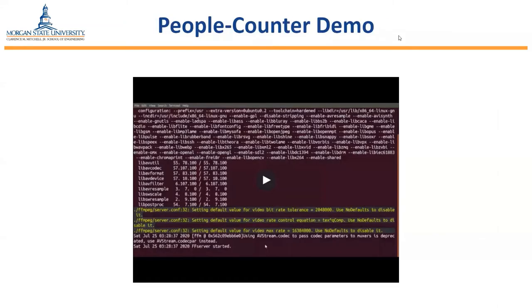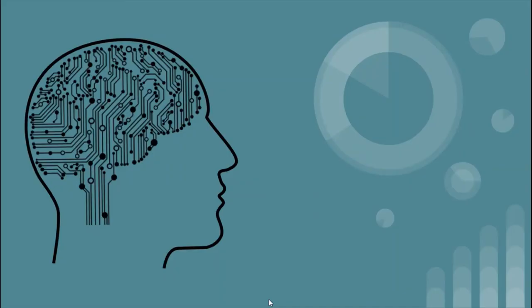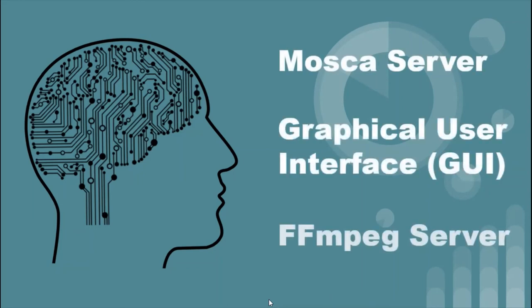And here's a demonstration of the component setup and running of the People Counter app. To run the People Counter application, there are three components that need to be set up first in order to send the inference data and frames to our localhost server. Each component will need to be running at the same time in three different tabs.